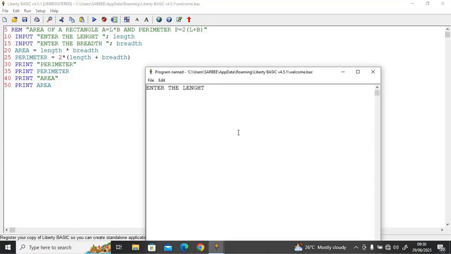So let's check together. So perimeter, area and length is 6. Perimeter is 5. Let's check together. You can see it ran successfully. So this is how to look for that.